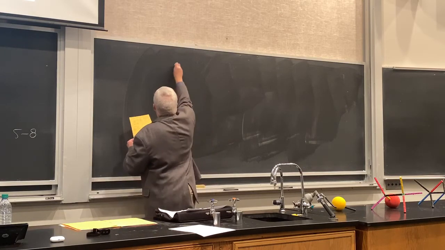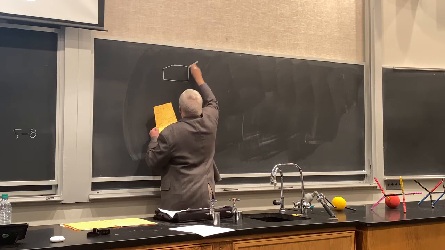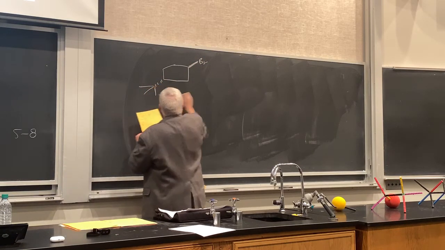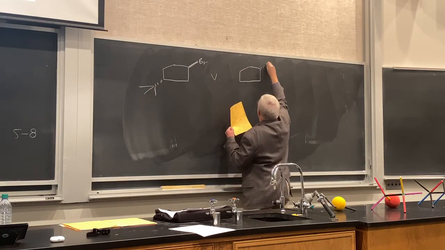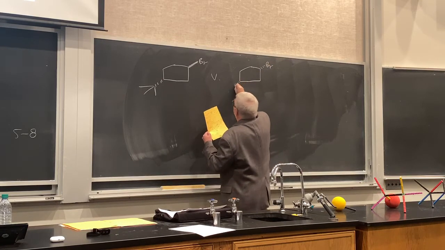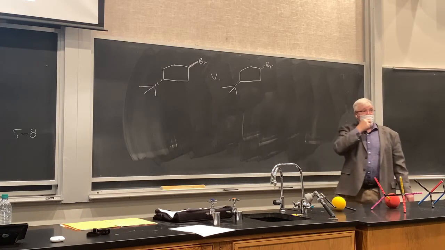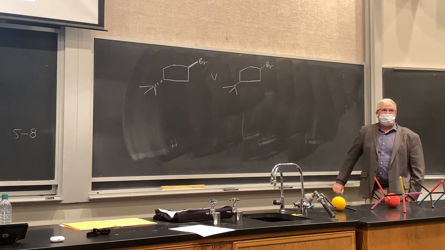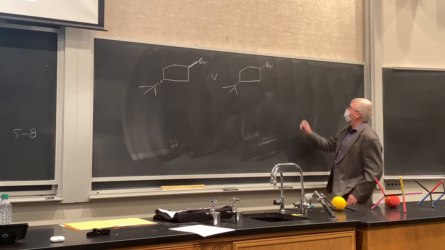So let's see. How about trans-bromo-tert-butylcyclohexane versus cis? These are cis-trans isomers of each other. They're both achiral because of the mirror plane. You don't have to worry about stereocenters. But the relative stereochemistry, the cis-trans stereochemistry, will say something about the kinetics.